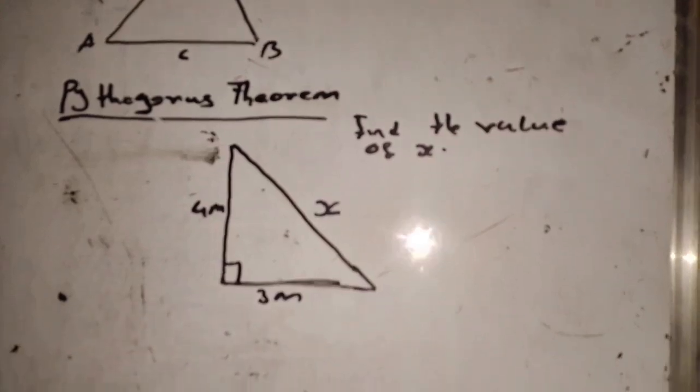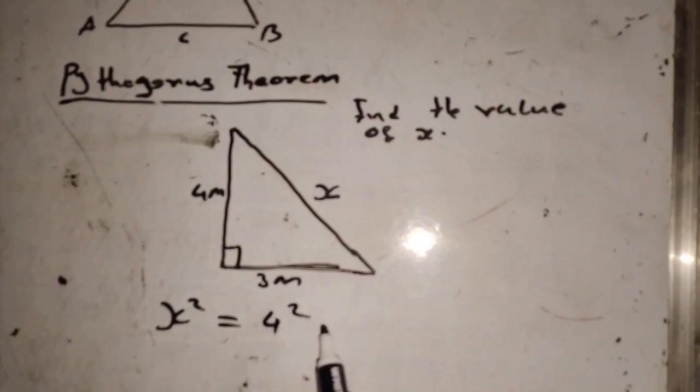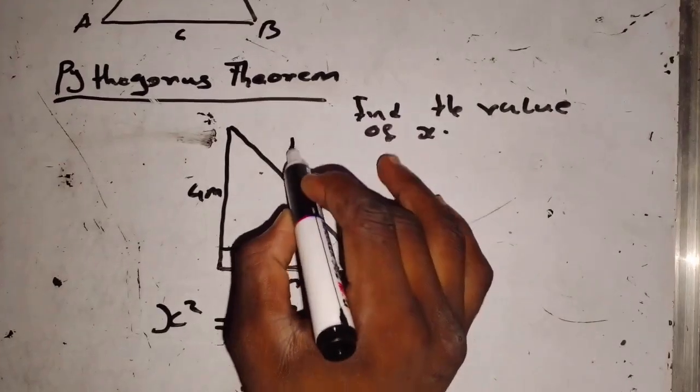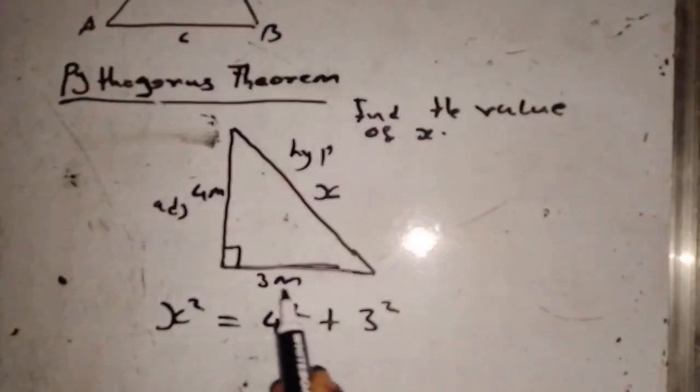So here we're going to have x squared is equal to 4 squared plus 3 squared, which is this one. This is how we can find x. Hypotenuse squared is equal to adjacent squared, which is this one. So this is the hypotenuse, this is an adjacent, and this is an adjacent.